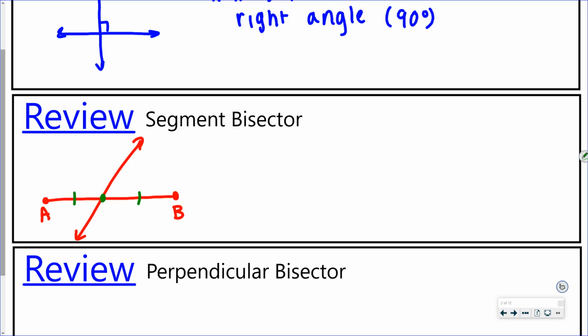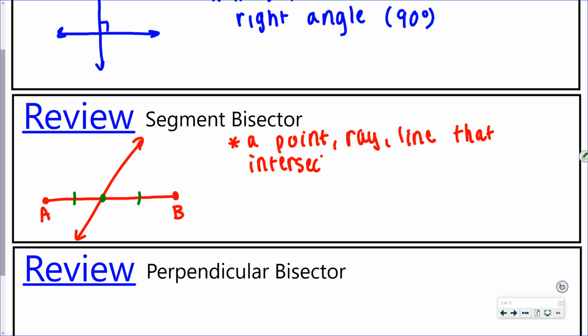Good. So this could be a point, it could be a ray, it could be a line that intersects a line segment at its midpoint. Or basically like what Alex said, it splits it into two congruent parts. That's what a bisector is.